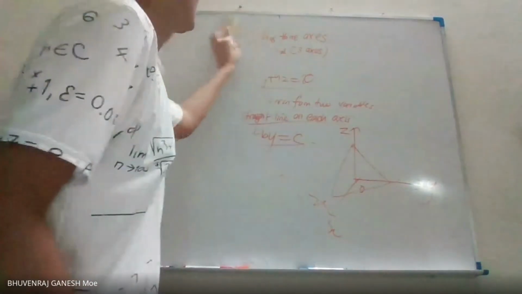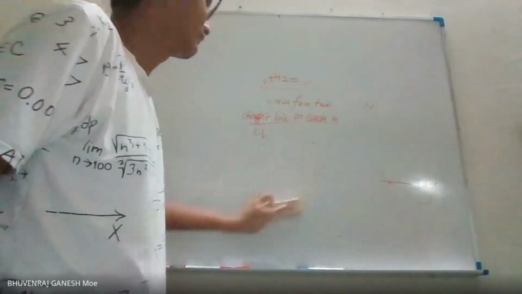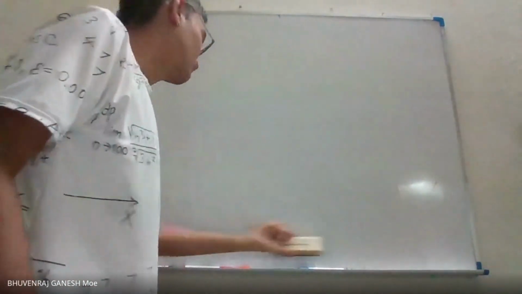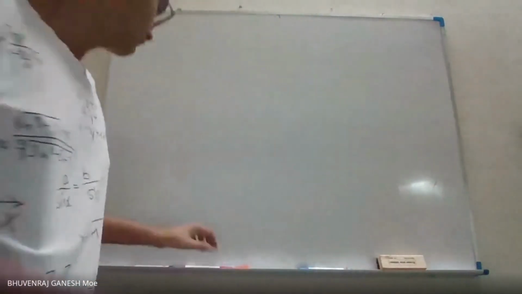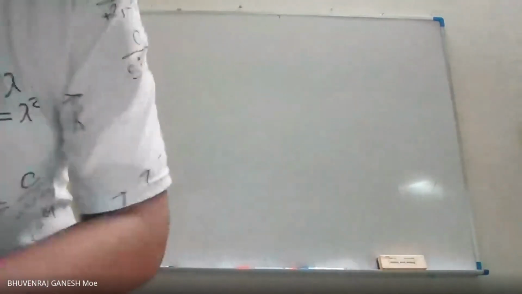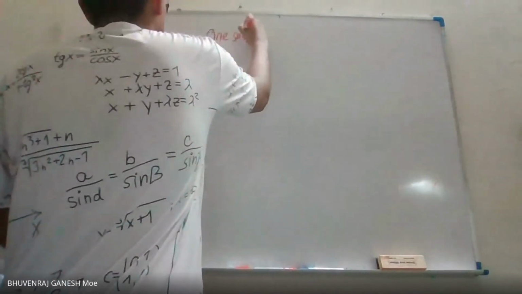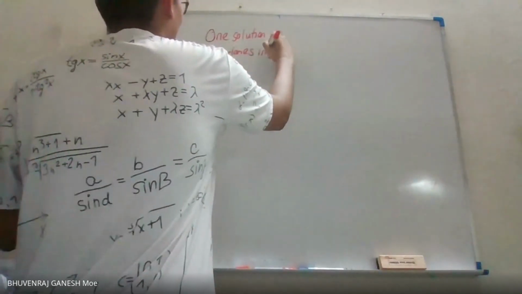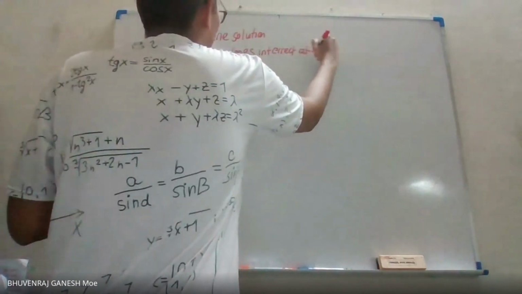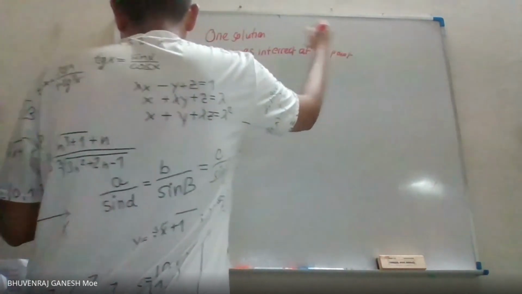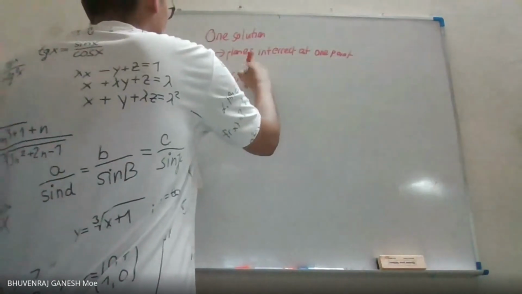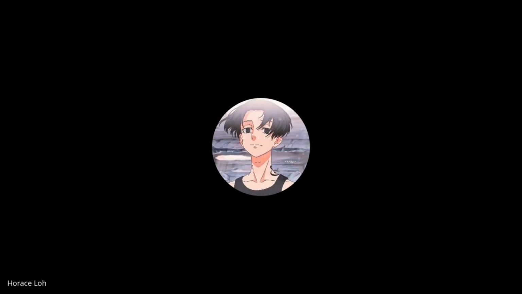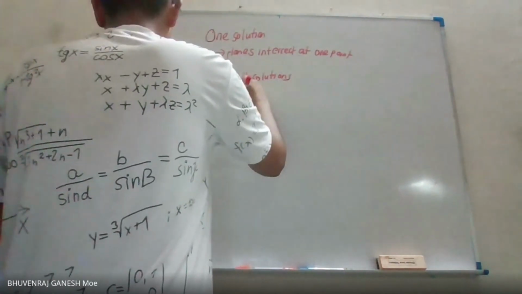Types of solution you rarely need to know, but just remember something. Usually the question will always have one solution only, meaning you just get your values. One solution means the planes intersect at one point. That makes sense, that's why they call it one solution. Whereas infinite solutions means the planes intersect along a straight line.